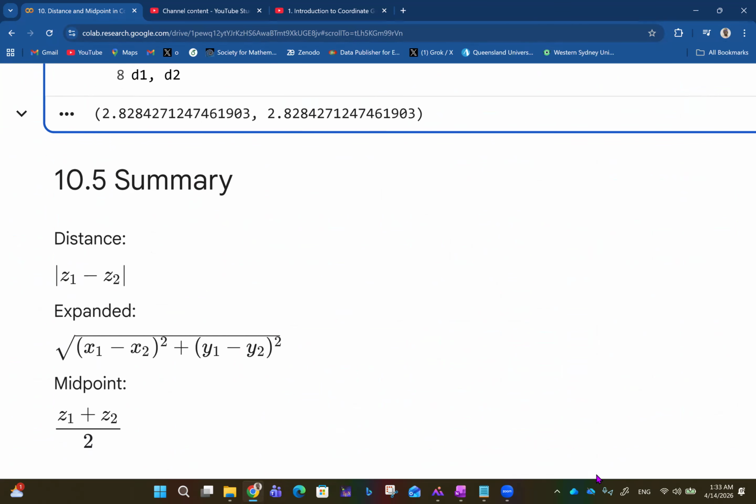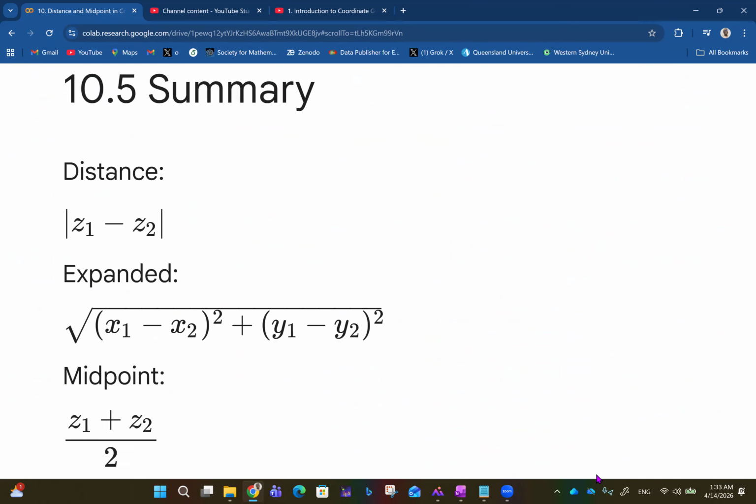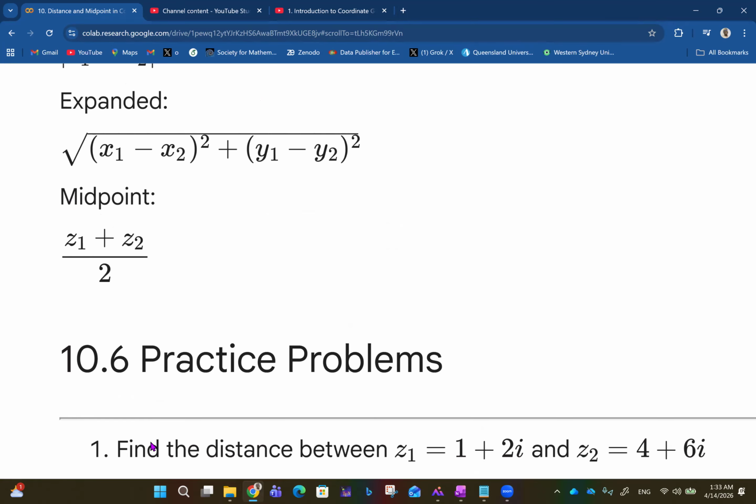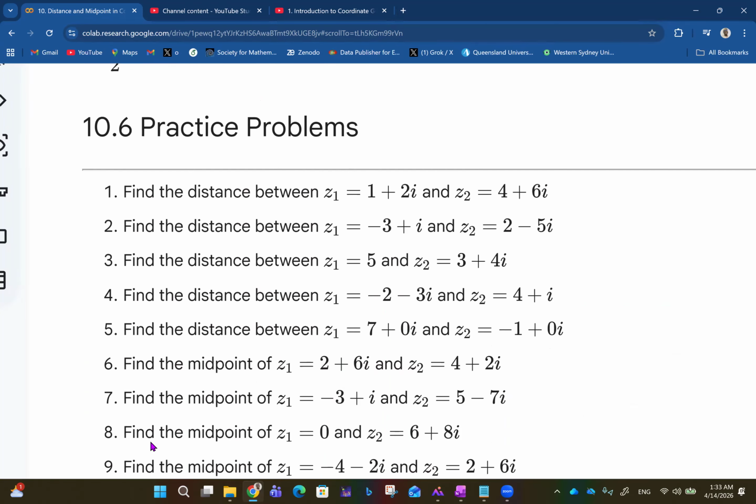So in summary, we see that the distance from Z1 to Z2 expanded, just like what I did before, is the square root of x1 minus x2 all squared plus y1 minus y2 all squared. And the midpoint is Z1 plus Z2 all over 2. And then we have some practice problems.